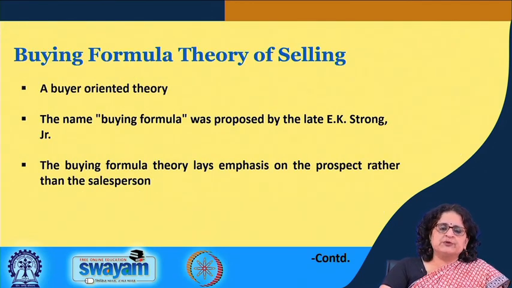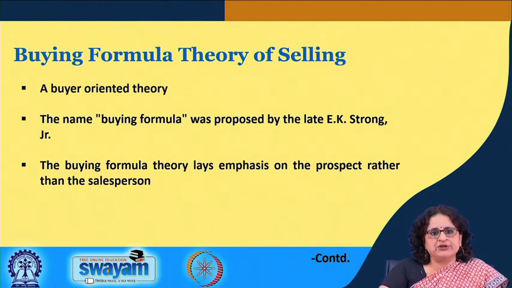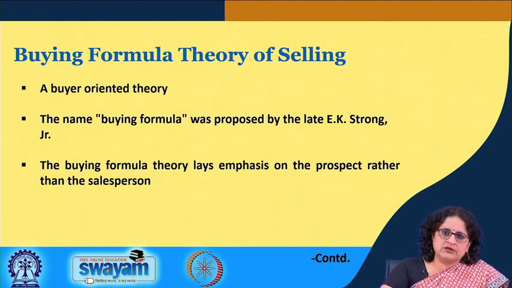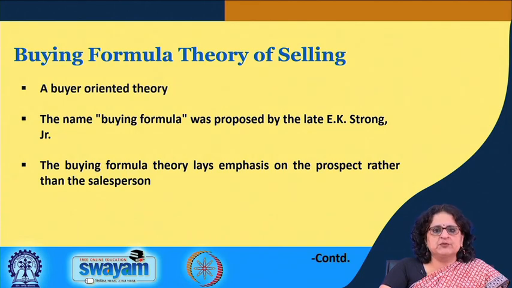The third theory which we will talk of is the buying formula theory of selling, and as the name goes, this particular theory is a buyer oriented theory. The name buying formula was proposed by Professor Strong. Of course, there were a lot of versions earlier which were proposed, but we shall be talking about the version as proposed by Professor Strong, and this particular theory lays emphasis on the prospect rather than on the salespersons.